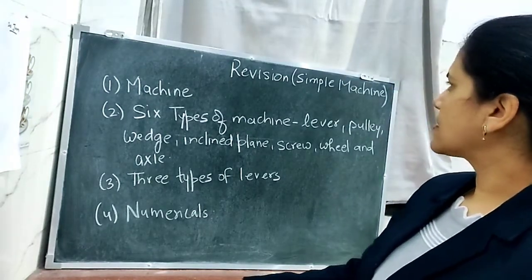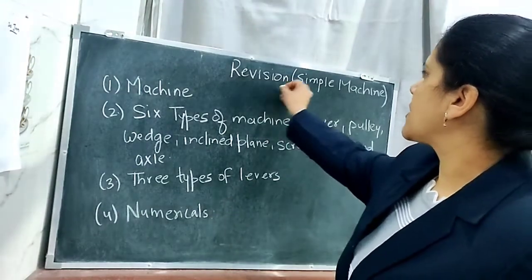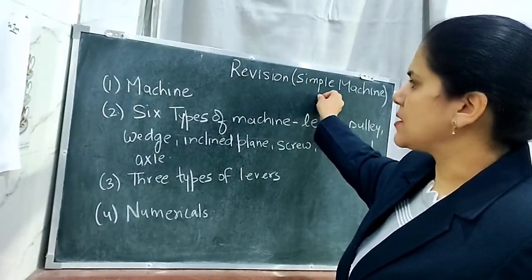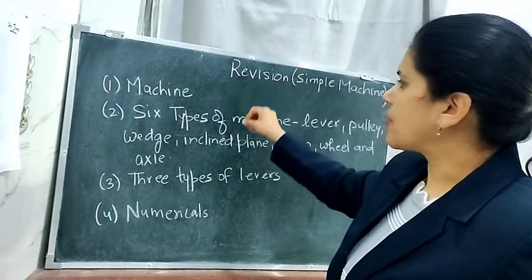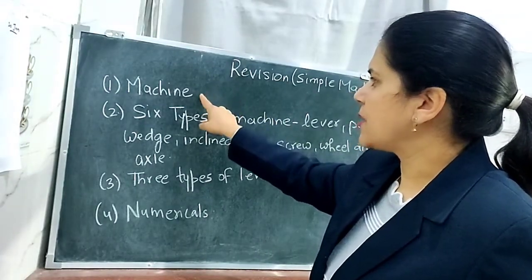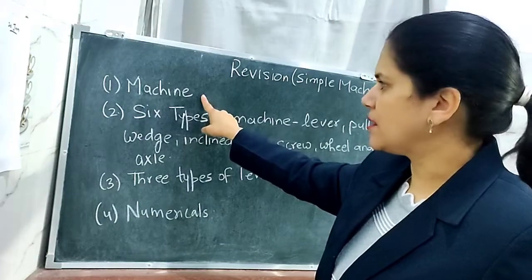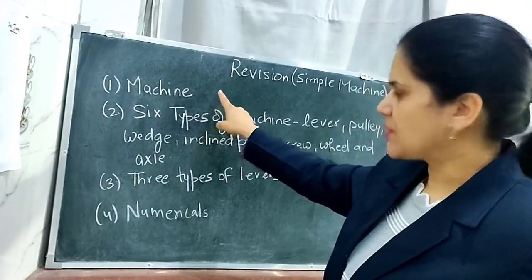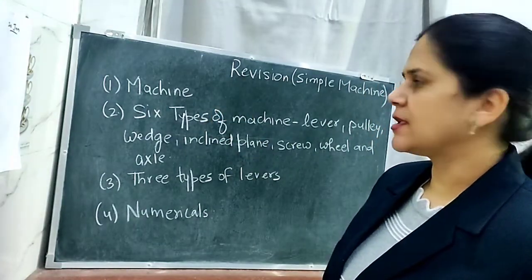Now today in this class we are doing the revision of the chapter which is based on simple machines. Before going to the topic, let me first tell you the meaning of the term machine. A machine is a device which helps us to do work more easily.